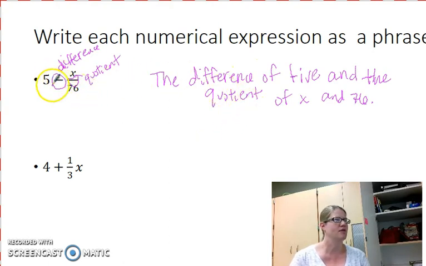So in that one, we have both a difference and a quotient. I do the difference first because that's the main problem that's going on here, it's a subtraction problem. I'm subtracting off the quotient of x and 6 from 5. On this one, I have a sum.